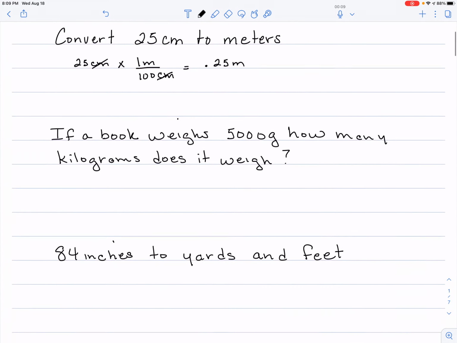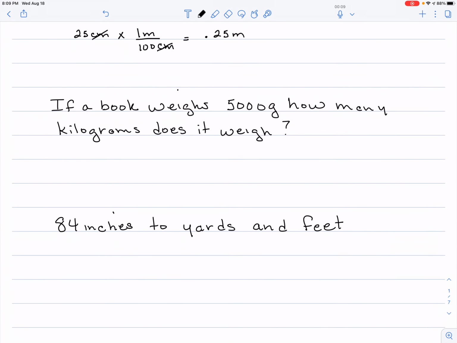Okay, our next one we can work on is if a book weighs 5,000 grams, excuse me. So 5,000 grams is what we're trying to convert. How many kilograms does it weigh? So we look up our factor and we have in 1 kilogram, we have 1,000 grams. So our grams cancel. The only unit we have left is kilograms, and our answer comes out to be 5 kilograms.